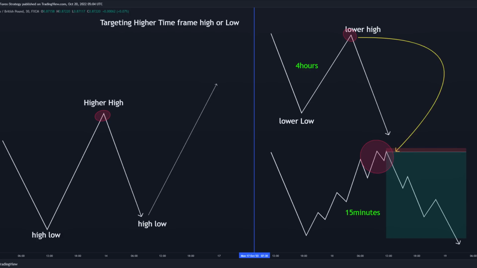Like from this example, let's say you entered here on the 4 hours using the lower time frame 15 minutes as your entry point. That means now your take profit will be the lower low on the 4 hours time frame. And don't be scared to hold a trade. Just remember how many trades you have missed while taking profit way too early. Yes, I am talking to you, bro. I know you did that more than 20 times, bro.